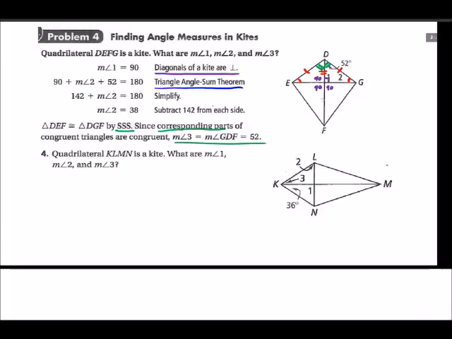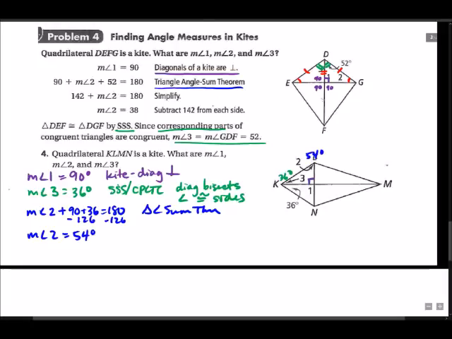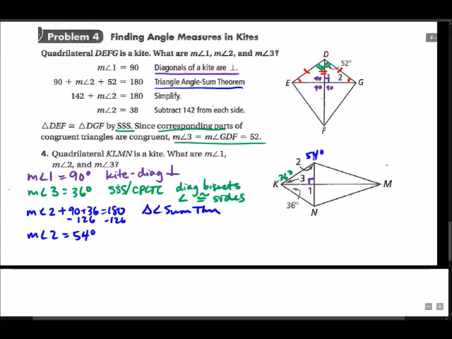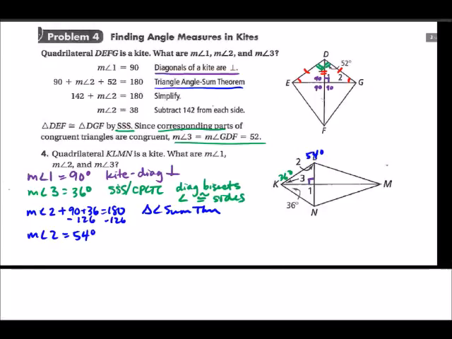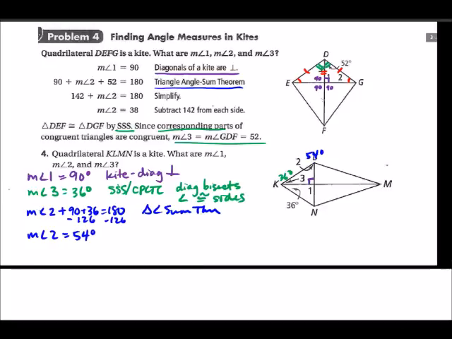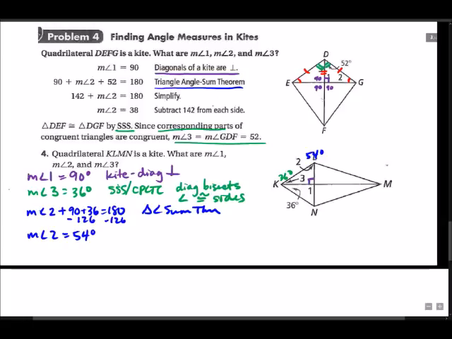All right, why don't you pause the video and do the last problem here with the kite. This was very much like the problem that we just did. We're told we have a kite. Find the measures of the angles. Angle 1 is 90 degrees because it's a kite and diagonals are perpendicular. And then we can find the measure of angle 3 by side, side, side postulate and CPCTC.